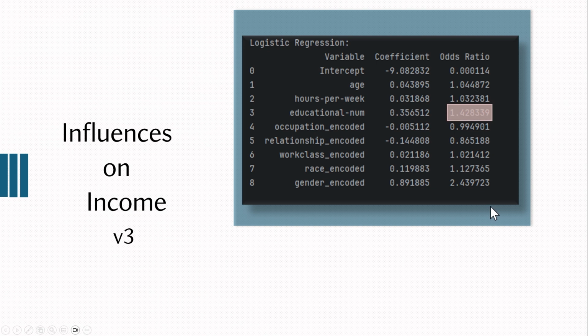And then looking at educational num as the next most impactful factor on that probability of moving up. And then also race, you see that there. So any of these numbers that are above 1 mean that they increase the probability that a person will move from below 50,000 to above 50,000 based on that factor.